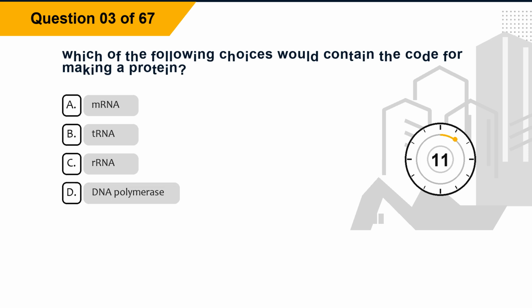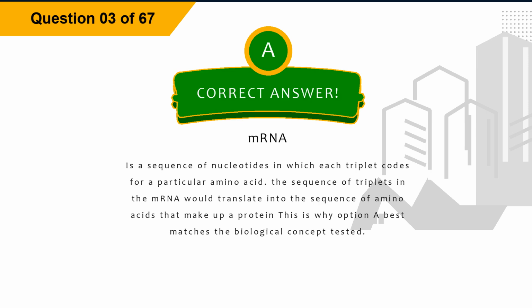Question 3. Which of the following choices would contain the code for making a protein? Option A, mRNA. Option B, tRNA. Option C, rRNA. Option D, DNA polymerase. The correct answer is option A, mRNA. Explanation. mRNA is a sequence of nucleotides in which each triplet codes for a particular amino acid. The sequence of triplets in the mRNA would translate into the sequence of amino acids that make up a protein. This is why option A best matches the biological concept tested.